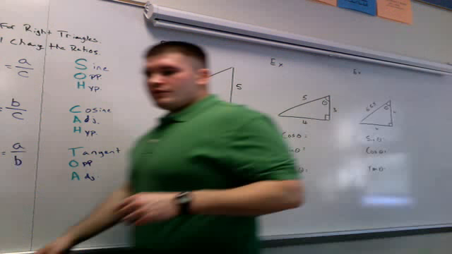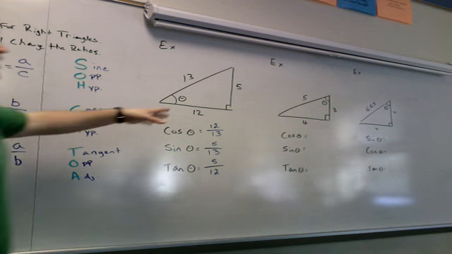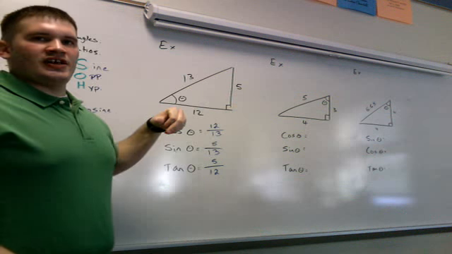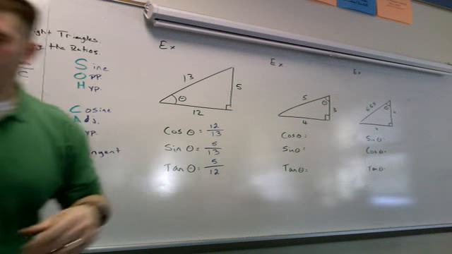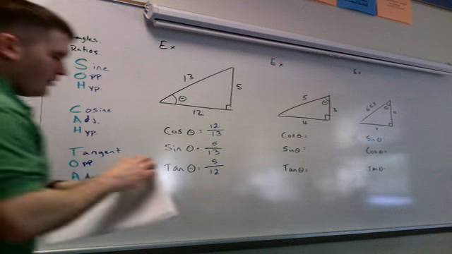The hypotenuse is always opposite the right angle. With these triangles, the hypotenuse is opposite the right angle, and it's the biggest side. Adjacent is next to, but not the hypotenuse. And opposite is across from.